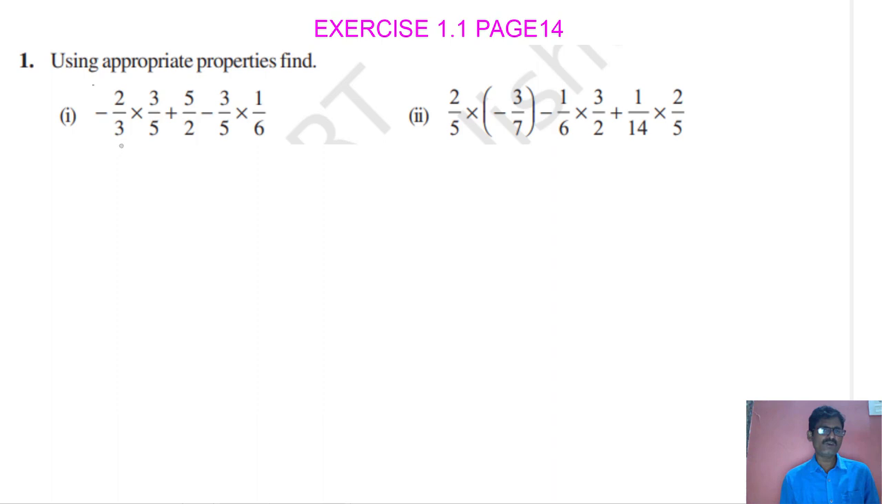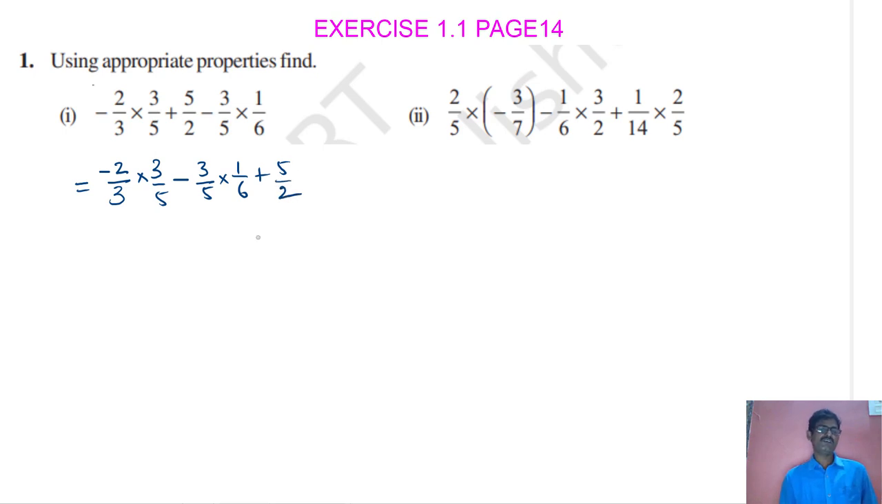Here, negative 2 by 3 times 3 by 5 plus 5 by 2 minus 3 by 5 times 1 by 6. If you observe, here we have 3 by 5 and here also we have 3 by 5. So we can make use of these two. For that, we need to regroup these two values. So first, this is equal to, let us write negative 2 by 3 times 3 by 5. Let us write this one as minus 3 by 5 times 1 by 6, then plus 5 by 2.